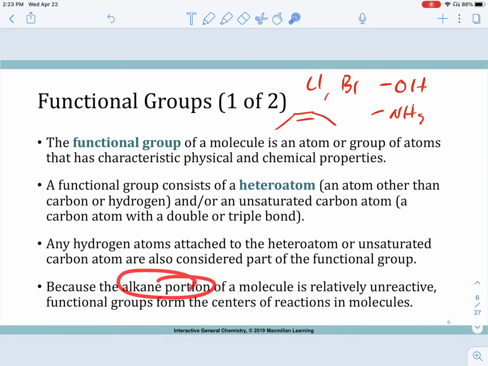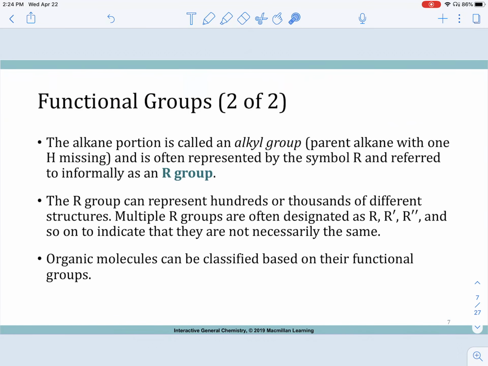So alkane portion, relatively unreactive. Functional groups are the centers of those reactions. When we have, for example, let's say we have this. This is ethanol. This is the functional group, and this is the alkyl chain. We call this group, this general alkyl group, or the parent alkane, it's often referred to as the R group.